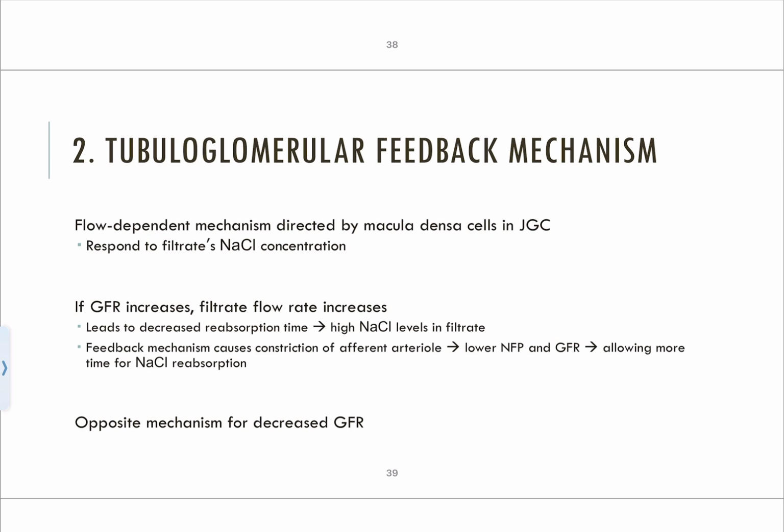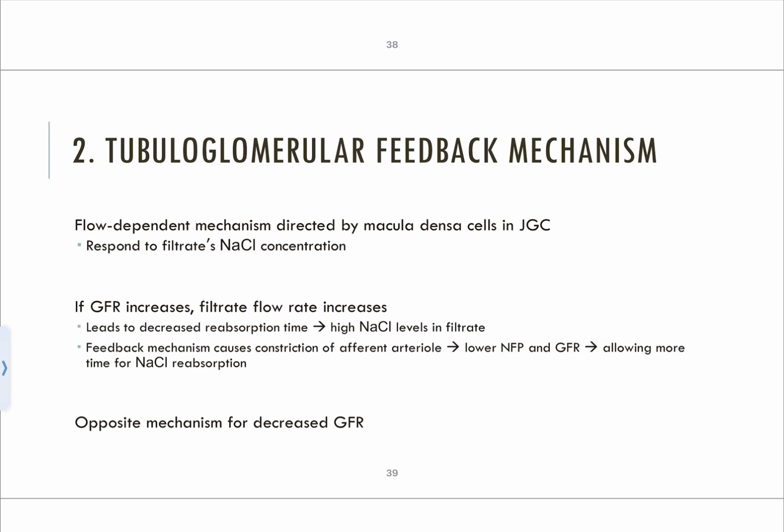Okay, our other mechanism is the tubulo-glomerular feedback mechanism. And this is really directed by those macula densa cells that we talked about that are a component of the juxtaglomerular complex, or the JGC. And these cells are in the walls of the ascending limb of the nephron loop. And remember, they respond to the sodium chloride concentration that's in the filtrate. And the concentration of sodium chloride does vary with the filtrate flow rate.